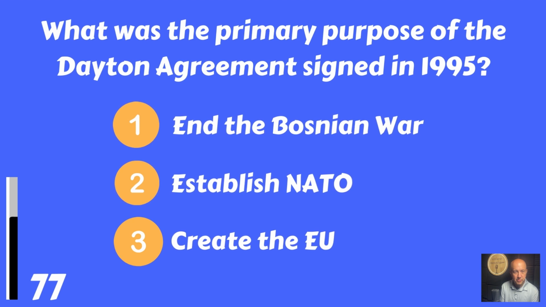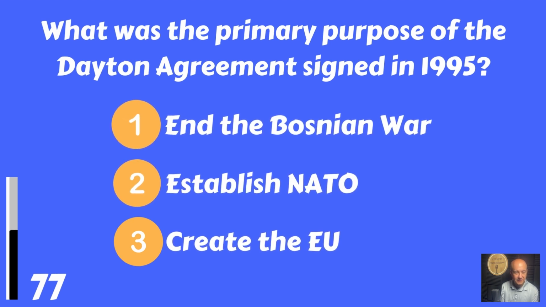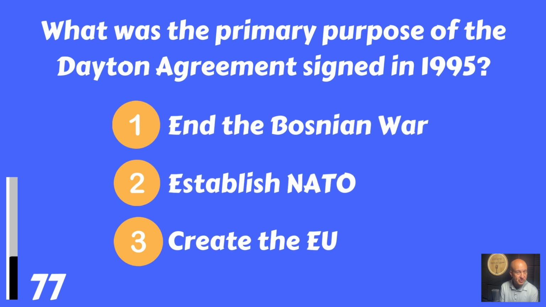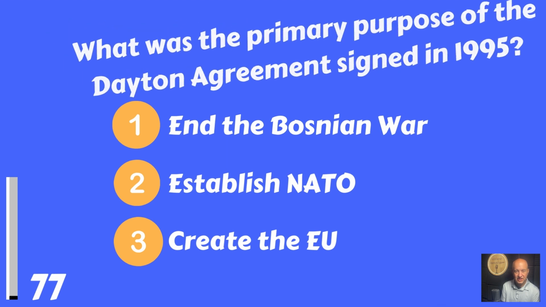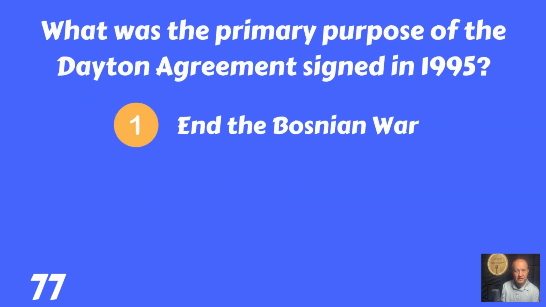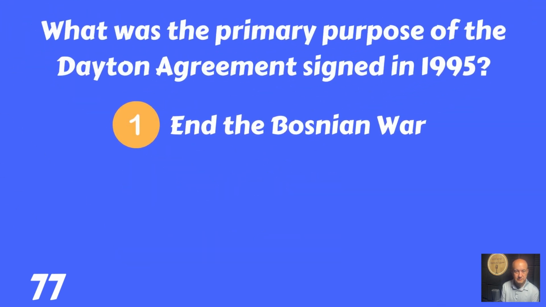What was the primary purpose of the Dayton Agreement signed in 1995? Was it the end of the Bosnian War? To establish NATO? Or did it create the EU? The Dayton Agreement, signed in 1995, ended the Bosnian War.